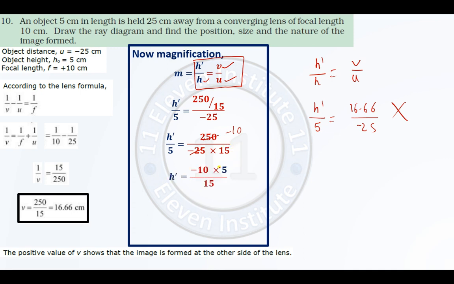Let us move ahead. Minus 10, this 5 has gone from denominator to the numerator. This 5 will cancel over here 3 times, and 10 upon 3 will give me 3.33 with negative sign. Right? Minus sign indicates that the image formed is real and inverted. I hope this is clear to you. Let us move ahead.